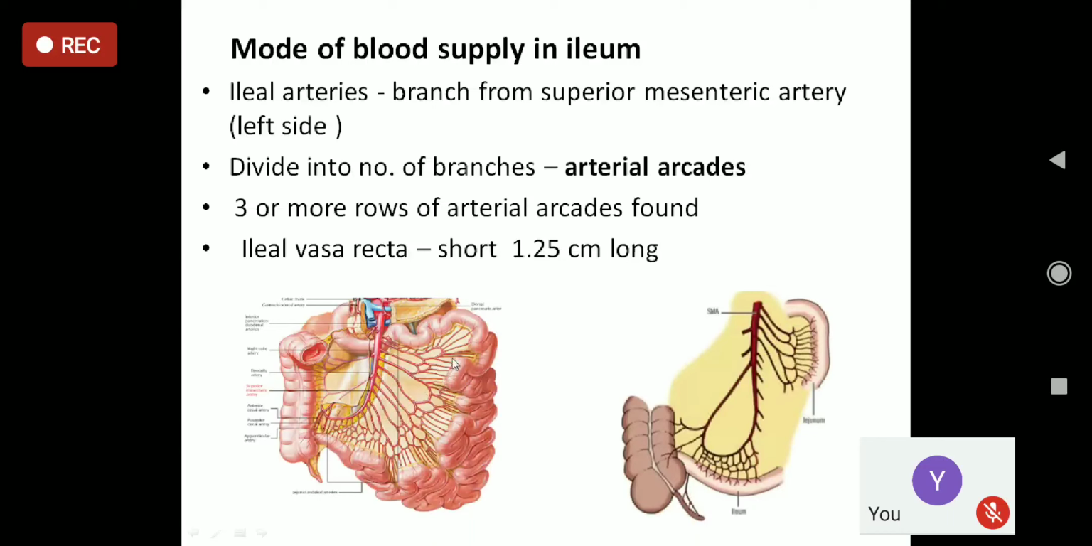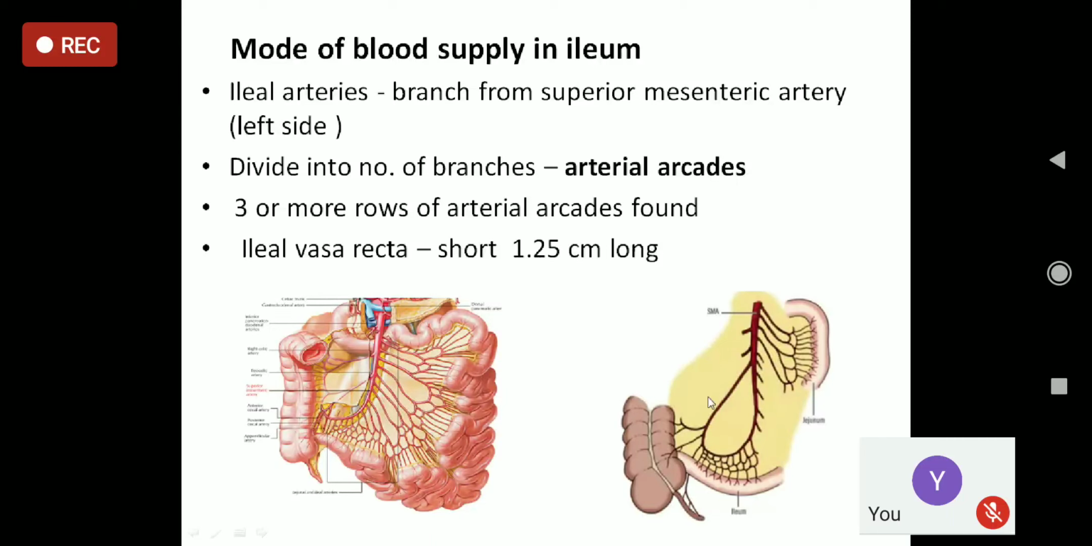See the difference between jejunal blood supply and the ileal blood supply. In case of jejunum, you find only one or maybe two rows of arcades, but in case of ileum, you can find three or more rows of arterial arcades. So see the difference: one, two, and three. Three rows of arterial arcades you find in the ileum. And from here also, you can see the straight vessels arising and supplying the ileum. So these are the vasa recta here. And the length of the vasa recta of ileum is only 1.25 centimeter. Okay, that's also another difference.